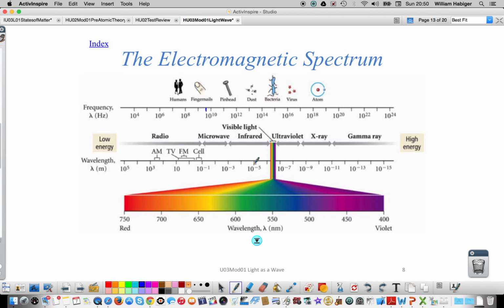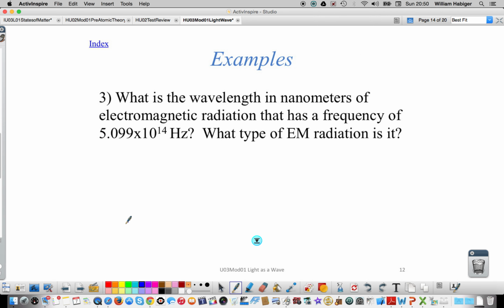All right, to look up what electromagnetic radiation it is, we could go with the wavelength, or we can go with the frequency. The frequency is about right here. That's going to put it in the microwave range. Okay, so that's a microwave radiation.